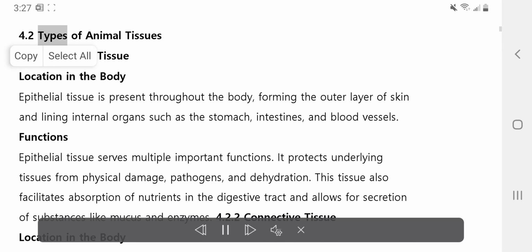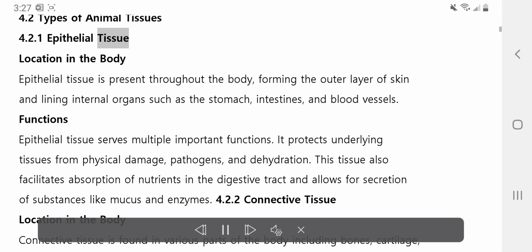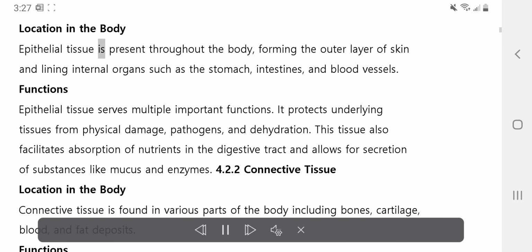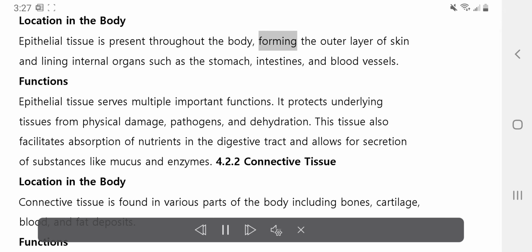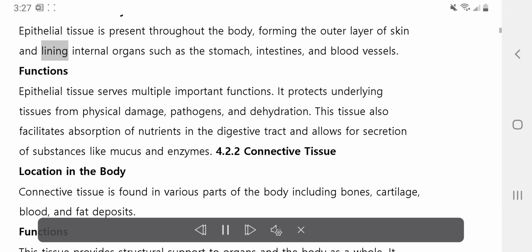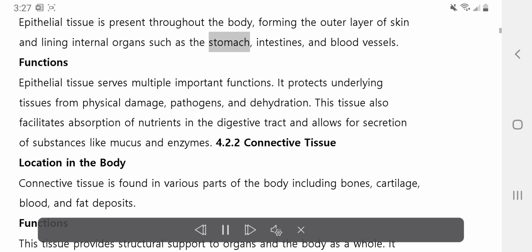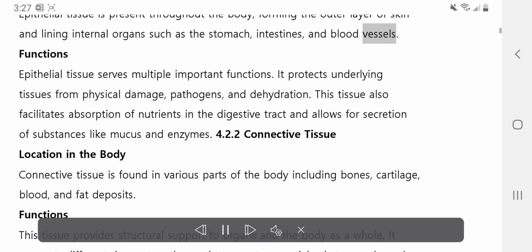For point 2 Types of animal tissues. For point 2.1 Epithelial tissue. Location in the body. Epithelial tissue is present throughout the body, forming the outer layer of skin and lining internal organs such as the stomach, intestines, and blood vessels.